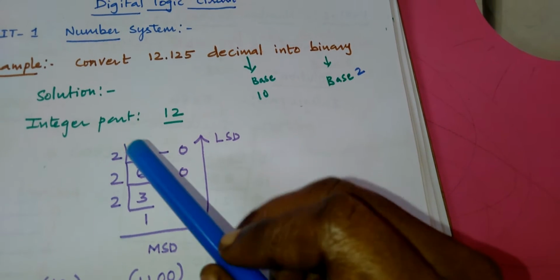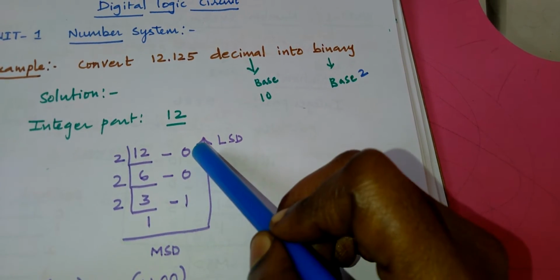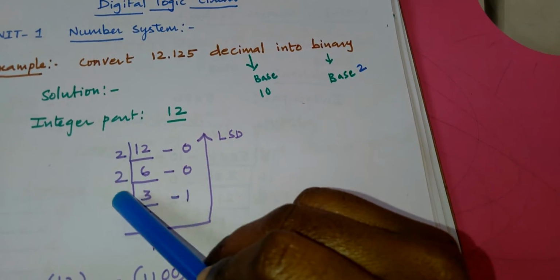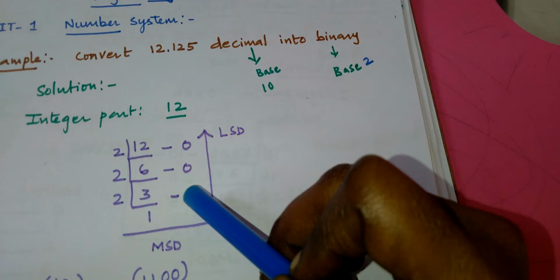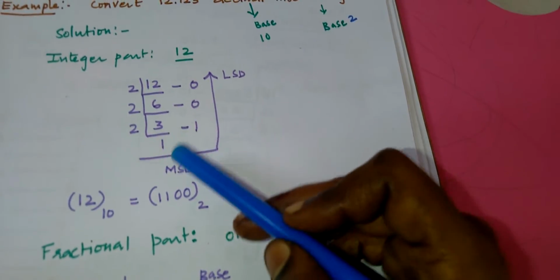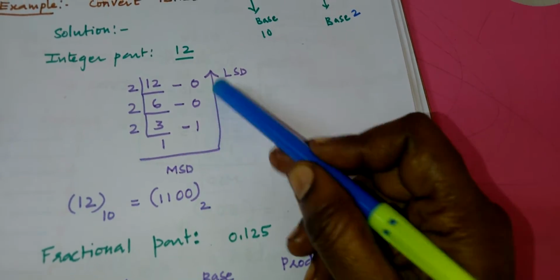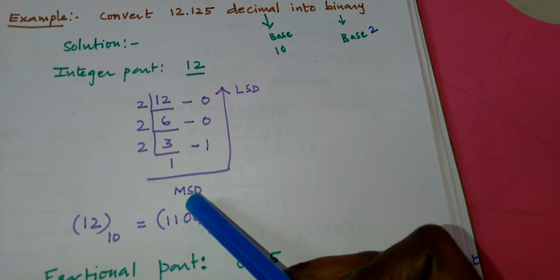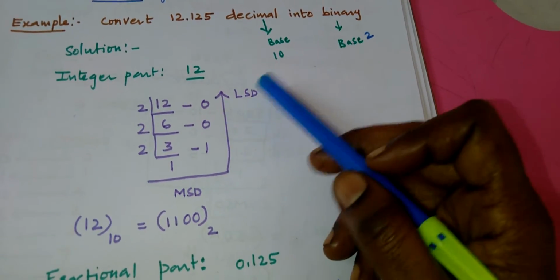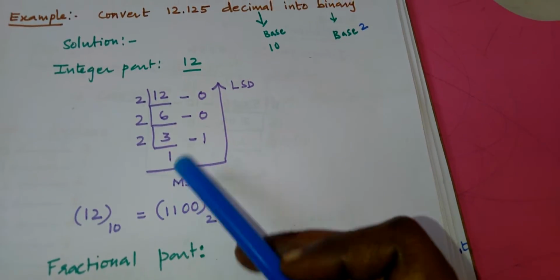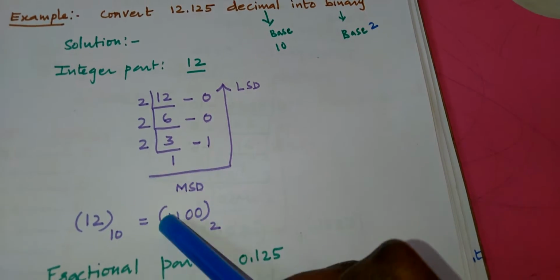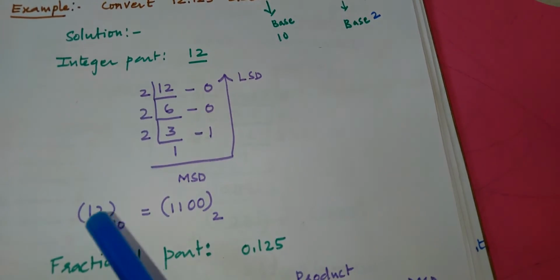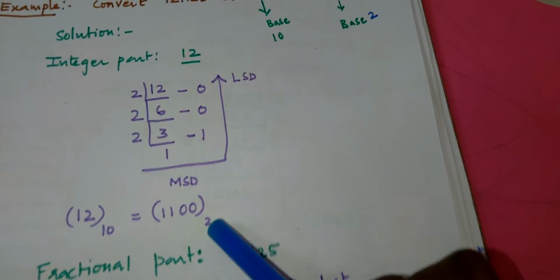12 divided by 2 gives 6 times and 0 is remainder. 6 divided by 2 gives 3 times and 0 is remainder. 3 divided by 2 gives 1 time, 1 is remainder. While writing the answer, follow the bottom to top direction. Here this bit is called the most significant digit and this bit is called the least significant digit. So write 1, 1, 0, 0 like this. Now the integer number is converted into a binary number.